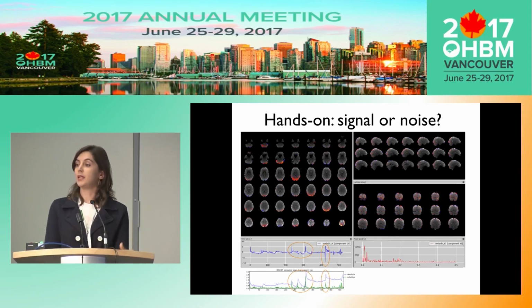And this is often combined with motion. And in fact, as you can see, the jumps in the time series correspond to sudden head movements.